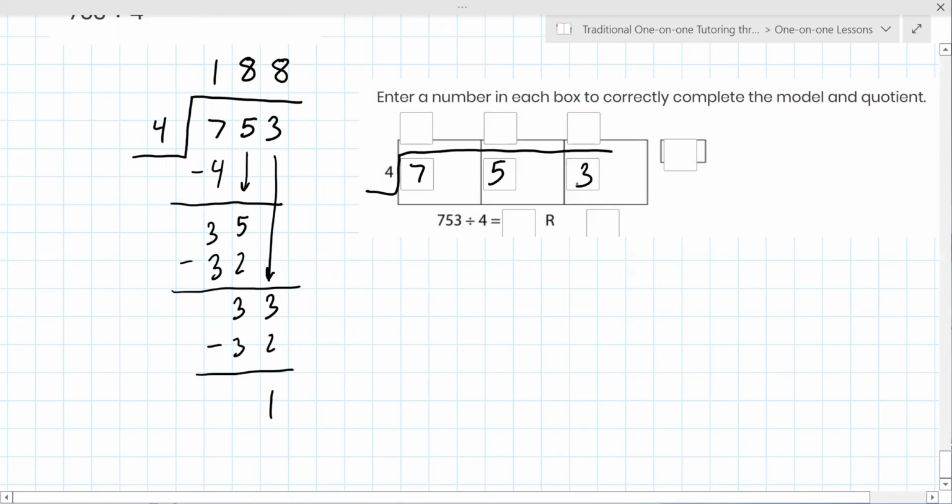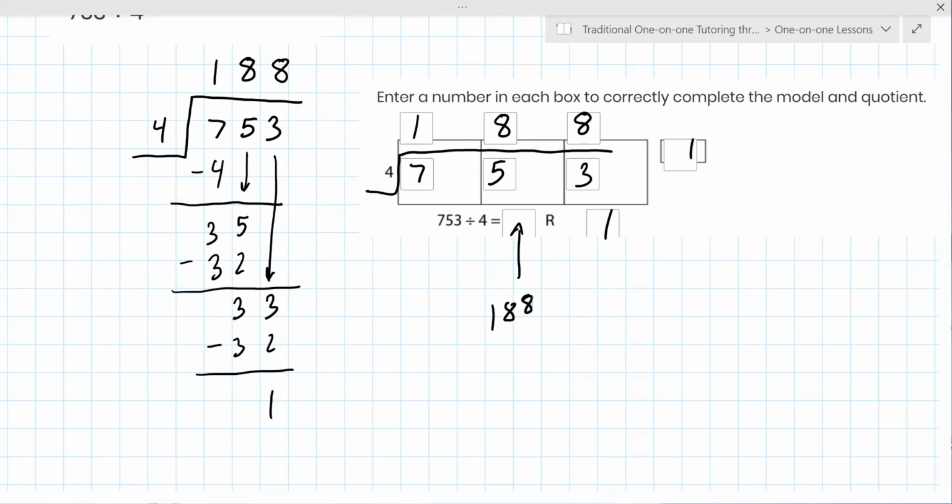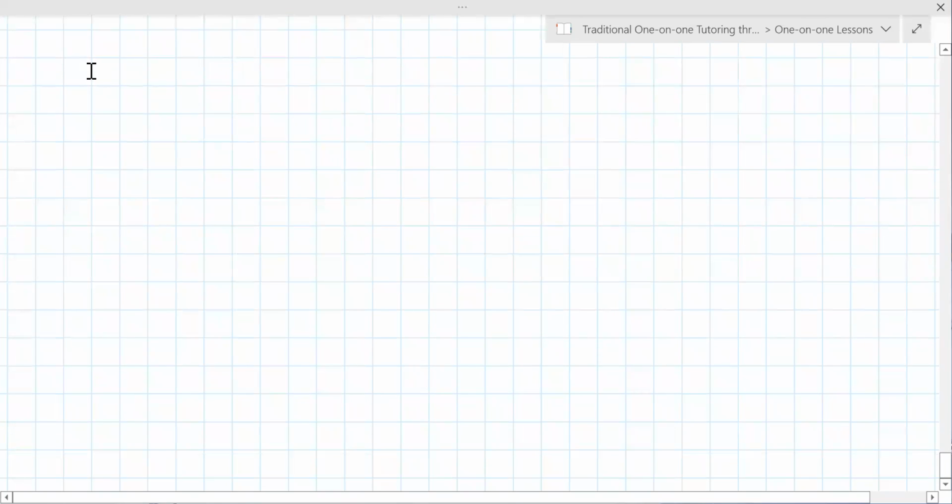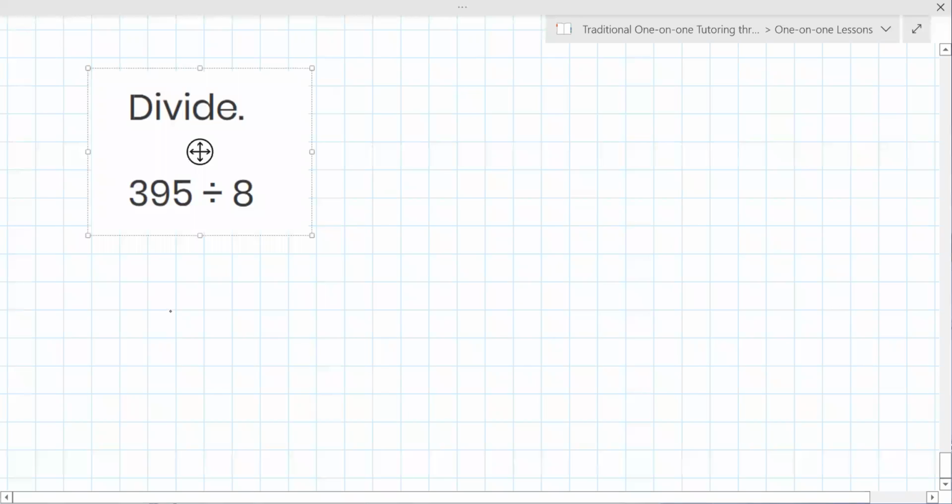753 goes under the house, 188 goes above the house, remainder of 1. And then in that box right there, it's 188. Okay. You ready to try one on your own? Yeah. Okay. If you have questions, ask me, but I want you to try this one on your own, please.